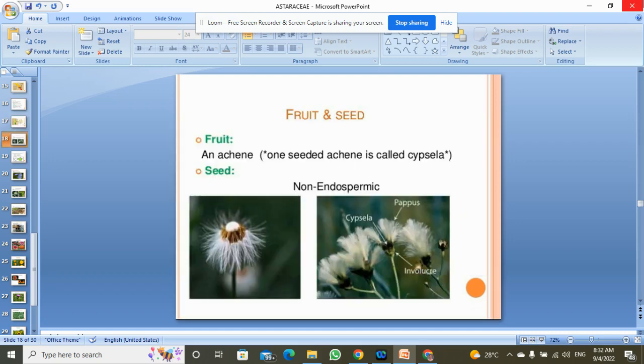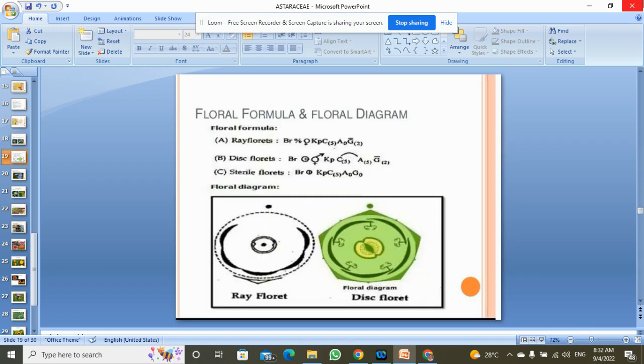Okay, so the fruit. As far as the fruit is concerned, the fruit is an achene. What do you call a dry indehiscent fruit? A dry indehiscent fruit is called an achene. Sometimes it is cypsella also.